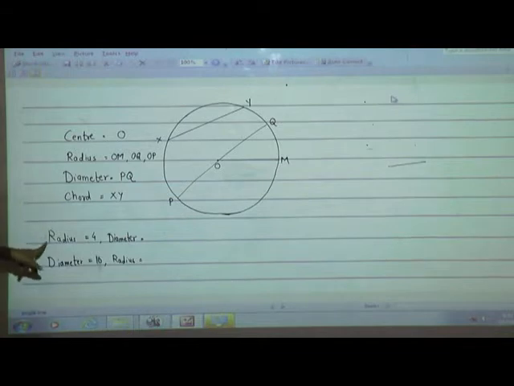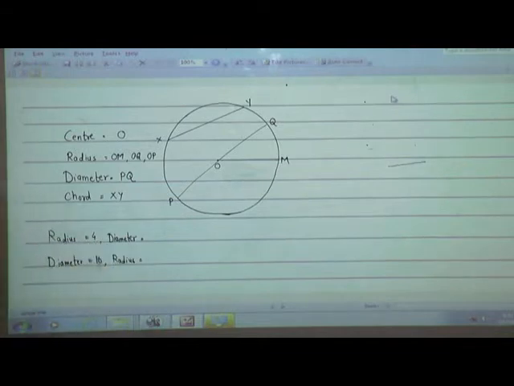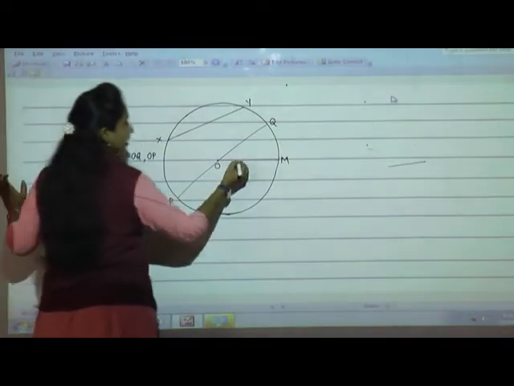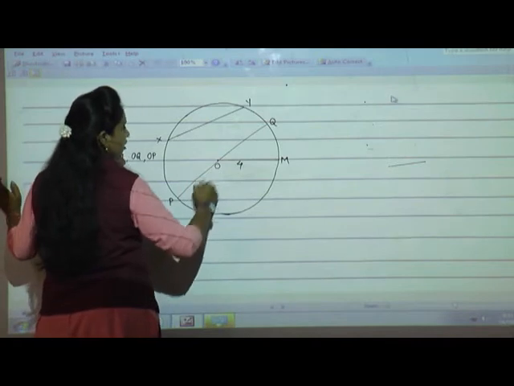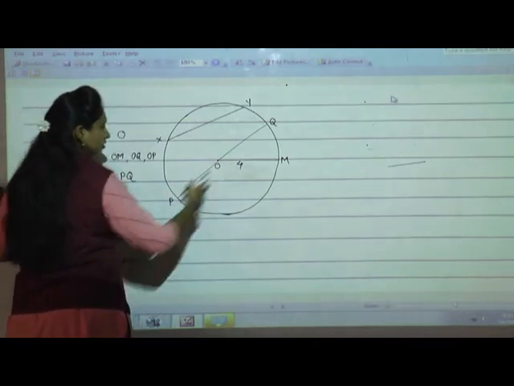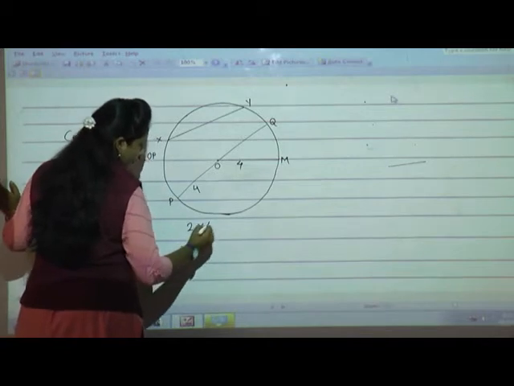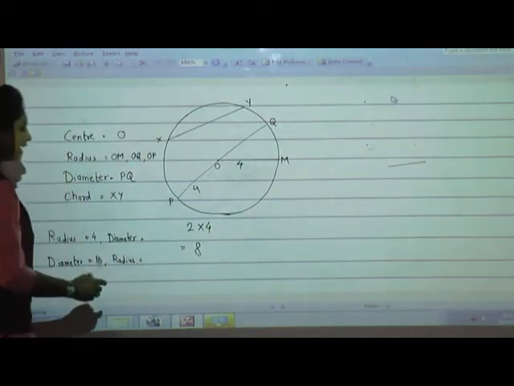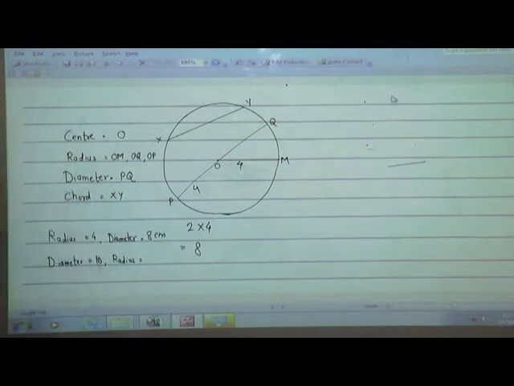Now the question: radius is equal to 4, then diameter is equal to how much? See, if the radius is 4, this OP is also a radius, so what will be the diameter? What will you do? 2 multiplied by 4. What is the answer? 2 4s are 8. So diameter is equal to 8 centimeter.